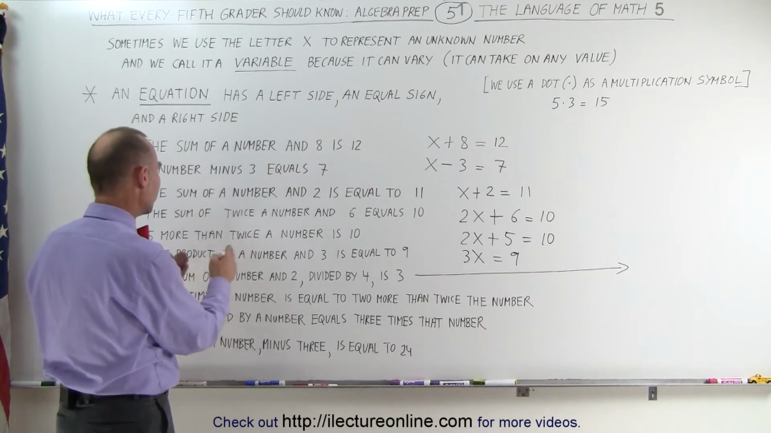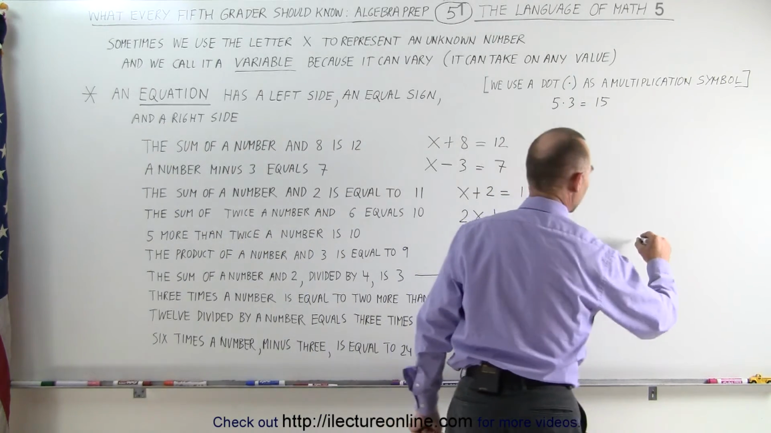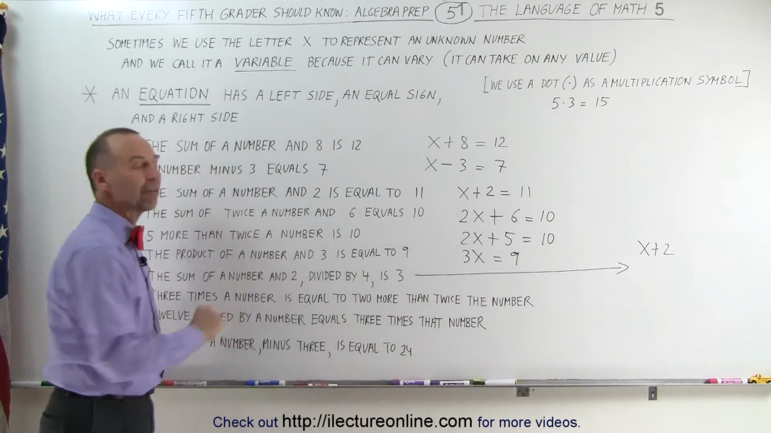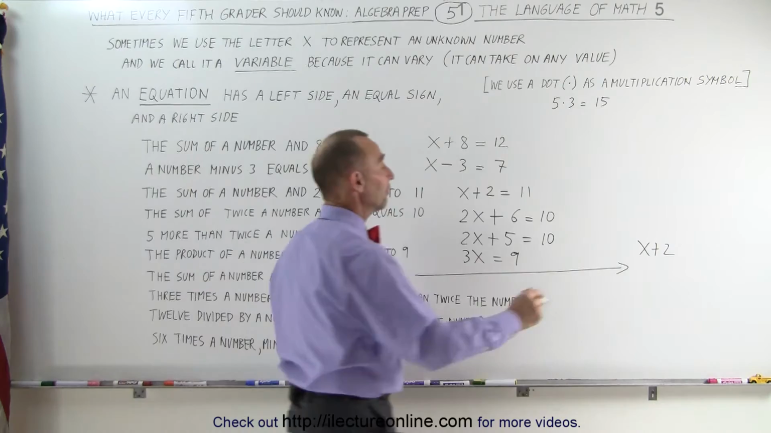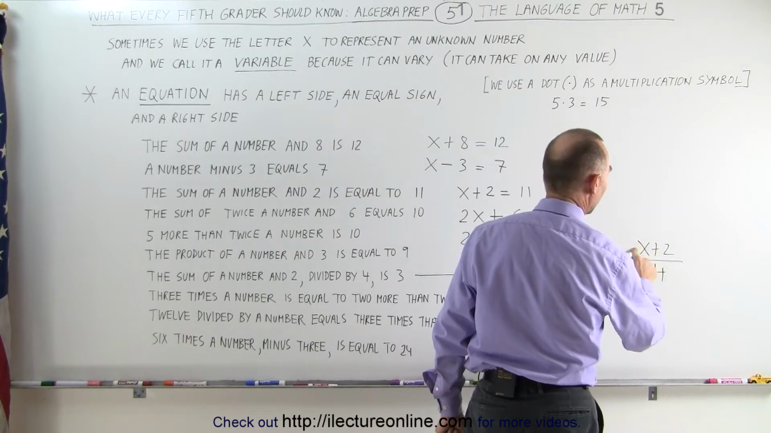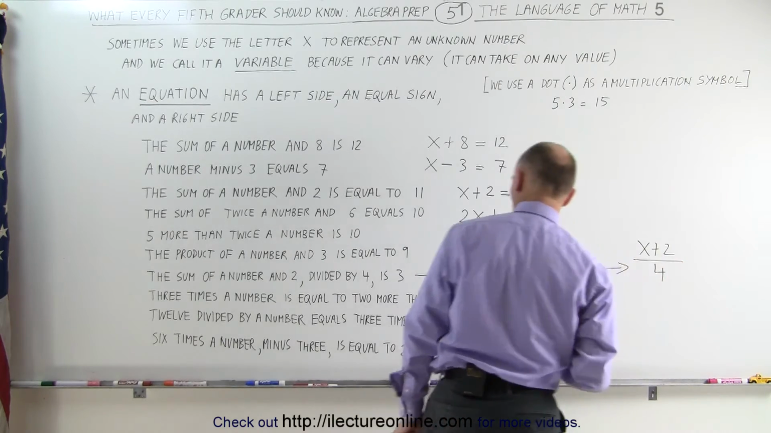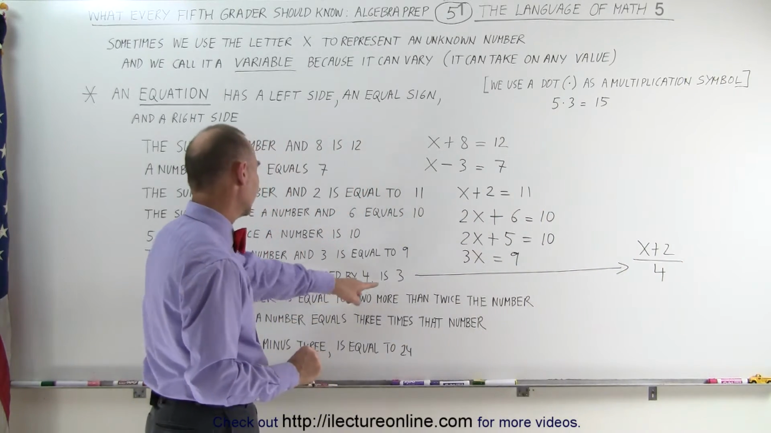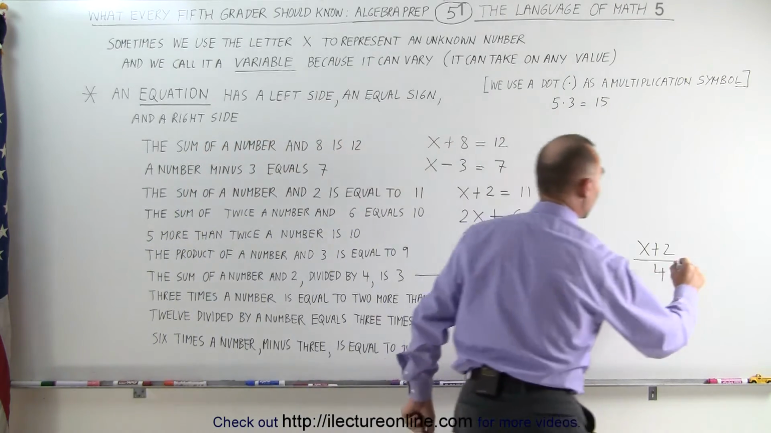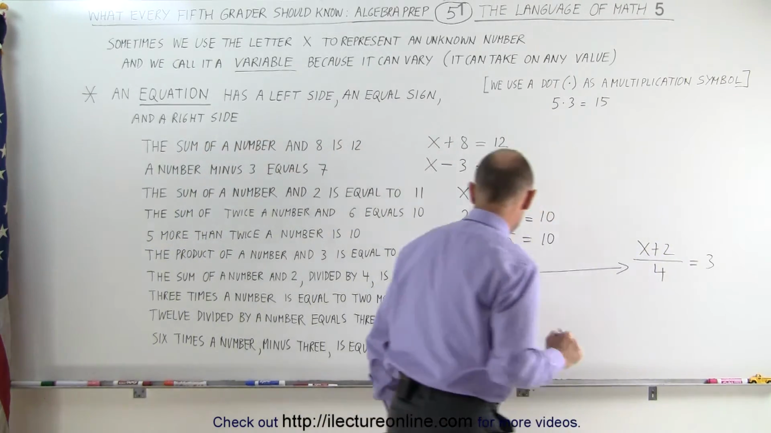So we have the sum of the number and 2. So that's a number plus 2. And now it says divided by 4. We're going to take that and we're going to divide it by 4. Like this. That's the sum of a number and 2, the whole thing divided by 4. And then they tell us that it's equal to 3. Is means the equal sign and 3. So this is equal to 3.